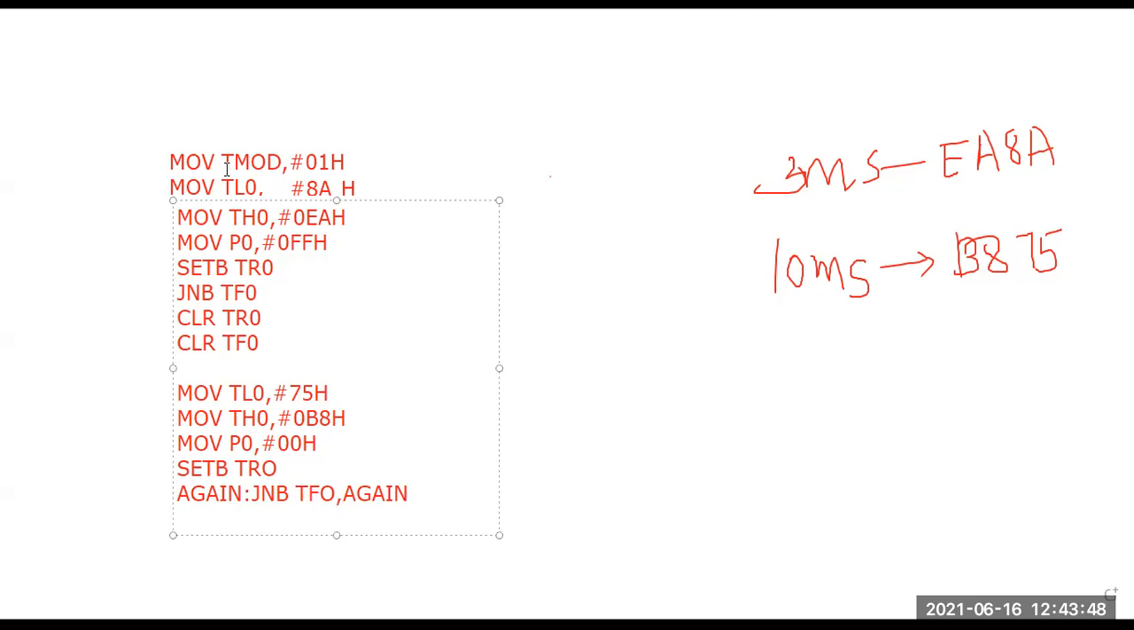After checking for TF0, once TF0 becomes 1, you have to clear the TR0 value. Again, clear the TF0 value. Okay, this is the program you have to write.